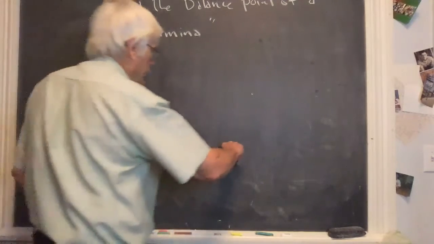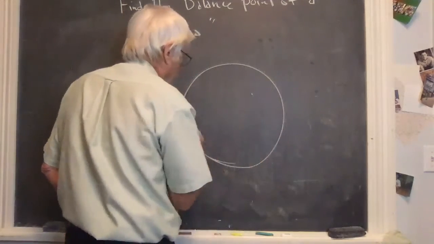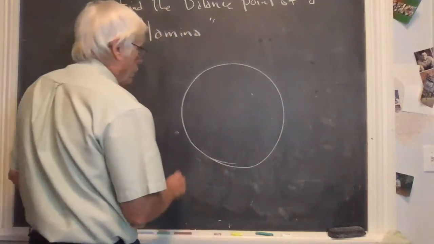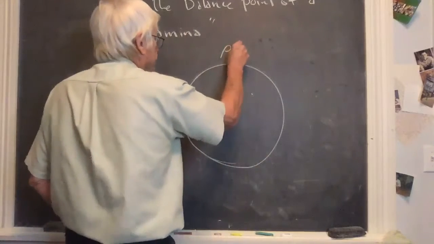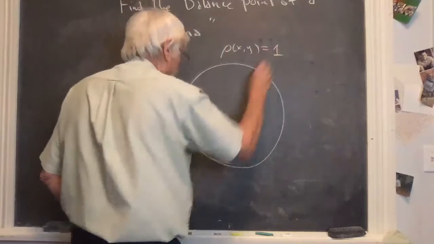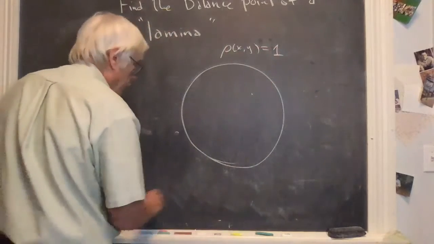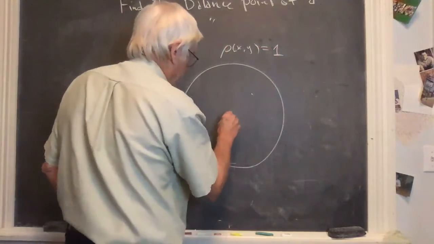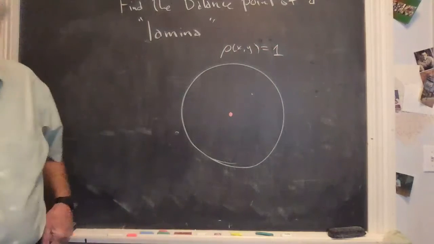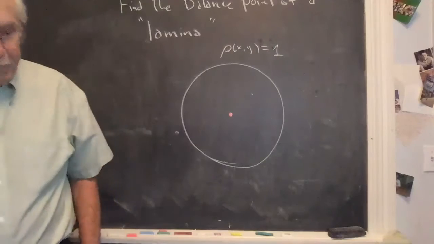So for example, if we take a disk in the plane and it has a little thickness, and now we have a density function. If the density function is constant, then the balance point of this is just the center, 0, 0. And you can think of finding that balance point in the following way.